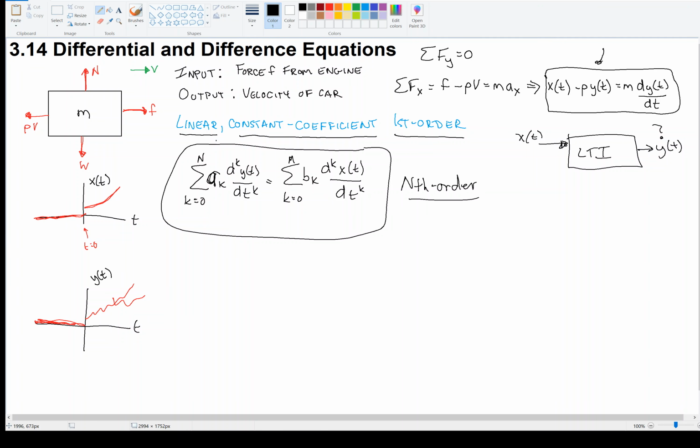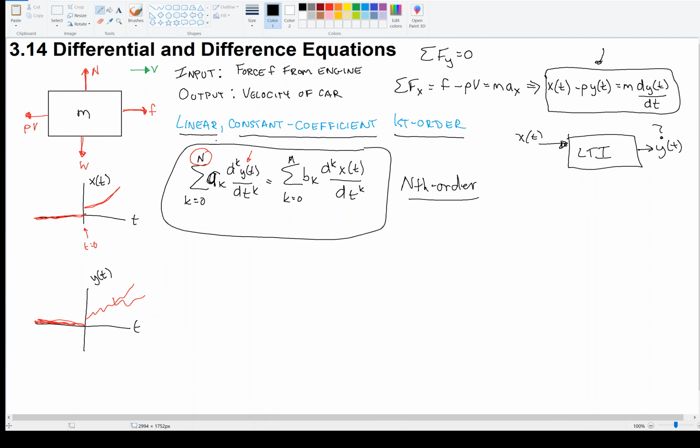So any linear time invariant system that's causal can be represented like this equation, where we have a sum of the various derivatives of the output with constant coefficients a_k, and then that's equal to a sum of various derivatives of the input with constant coefficients b_k. That's an nth order differential equation because the highest order on the output derivative is n.